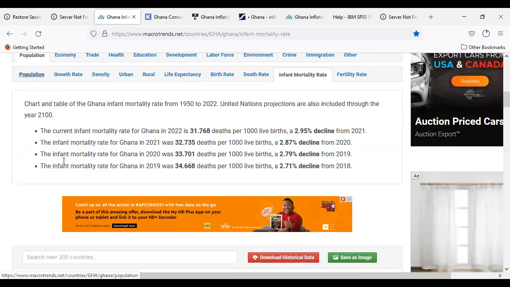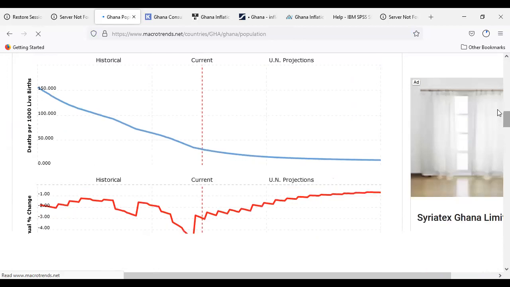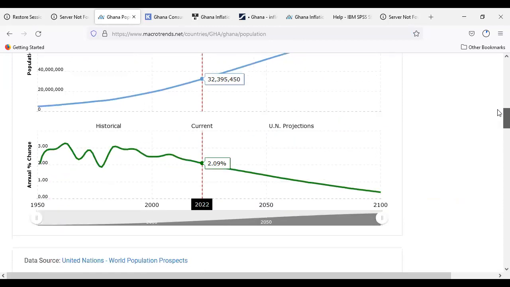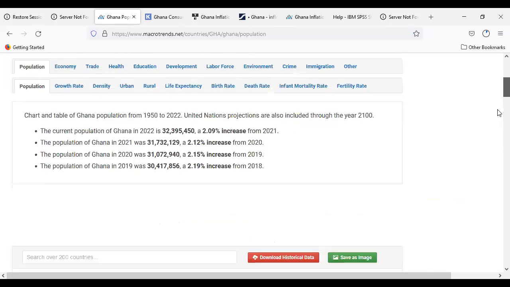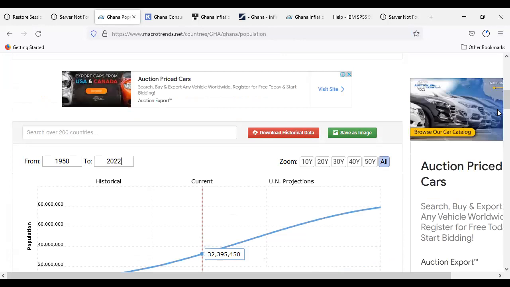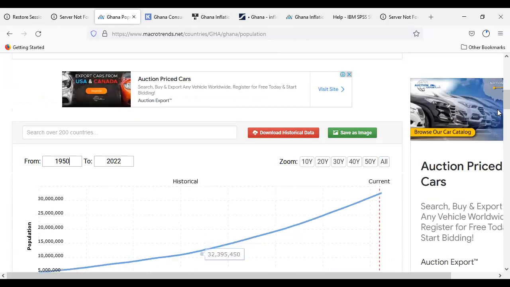So on population, once we click on population, we're going to have the graph and the data for population in Ghana since 1991. Sometimes the data goes as far back as pre-colonial days. So that is the graph here. We get that data from data sets, and we are looking at it from 1990 to 2022.